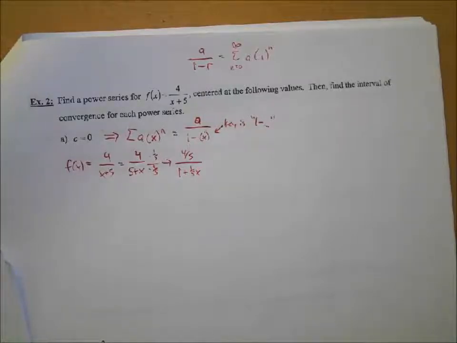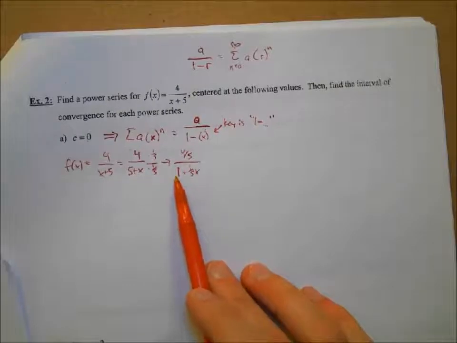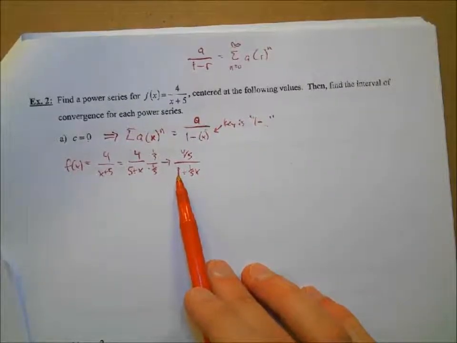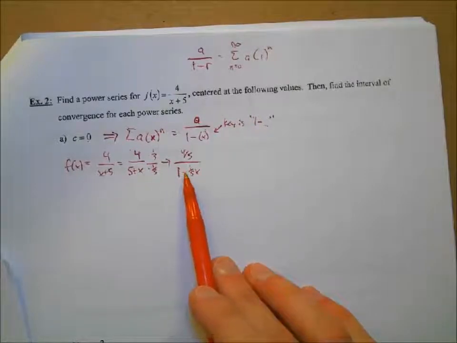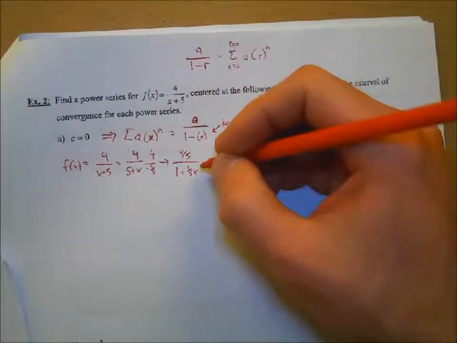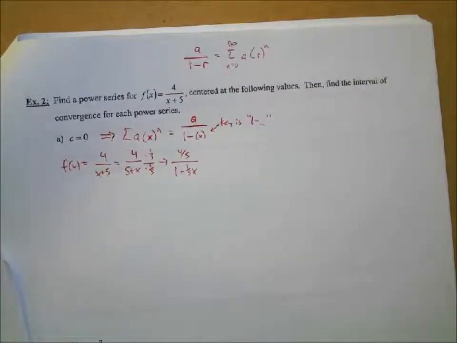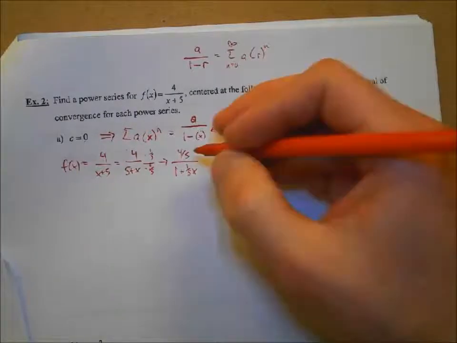So we now have a 1. What do we still need though to make it match our form for the geometric series? We need it to be negative, right? We need 1 minus. So what's that? Well, we're just going to make it 1 minus negative x over 5. So yeah, we're going to rewrite it.